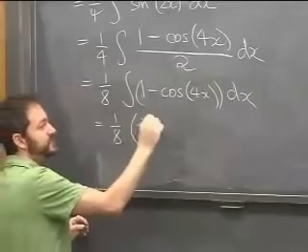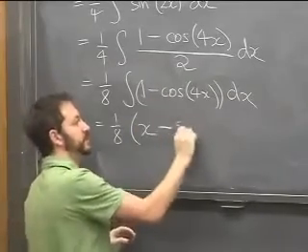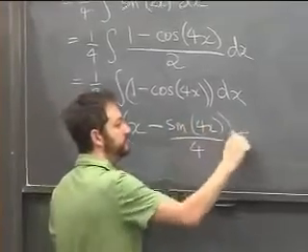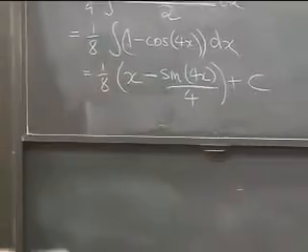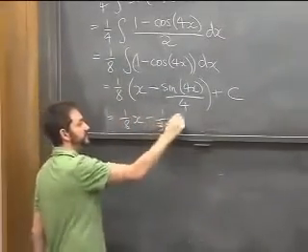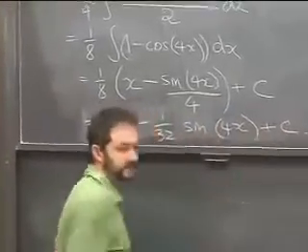Integral of 1 is x. The integral of cosine is sine. So I have a minus sine 4x, and I divide by 4. So you get 1/8 x minus 1/32 sine 4x, unless I made a mistake.